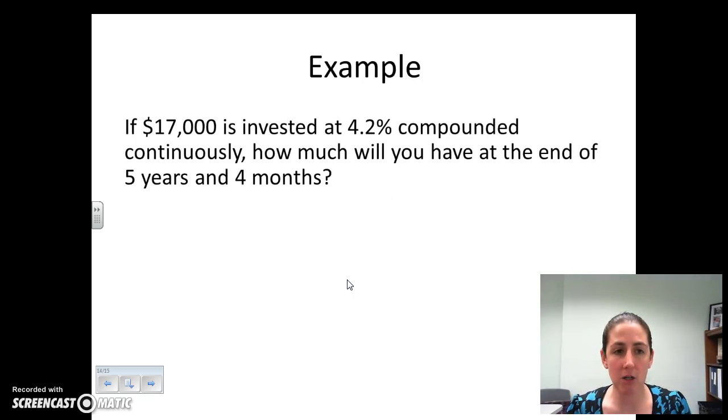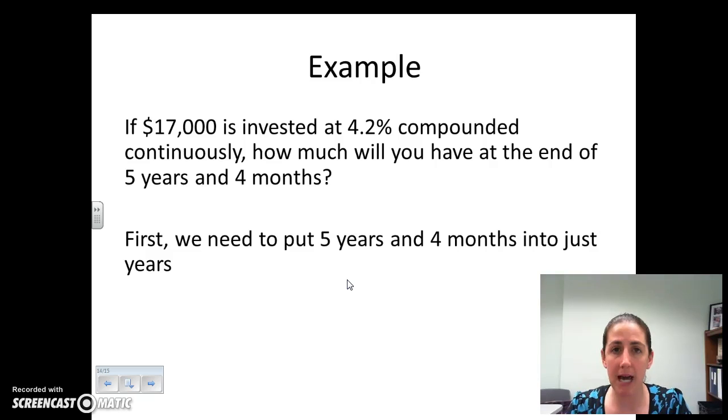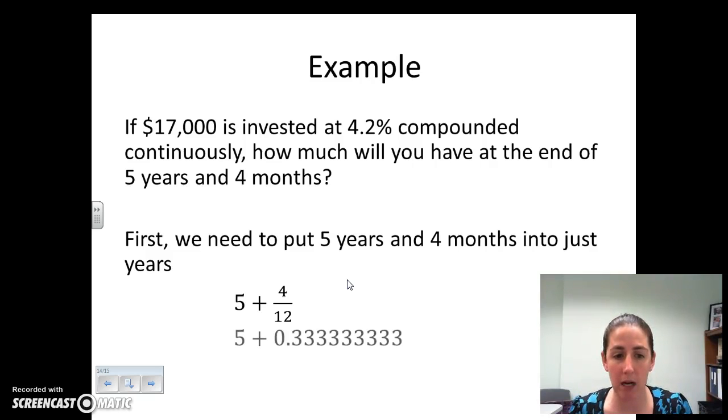So if we took $17,000 and invested it at 4.2% compounded continuously, how much will we have at the end of 5 years and 4 months? The first thing we need to do is put our time into years. So 5 years and 4 months is going to be 5 years plus we need to turn that 4 months into a year, so that's 4 over 12, which gives us 5 1/3, or 5 plus 0.333333. Again, save your rounding for the end. So now our time is going to be 5.333333 years.